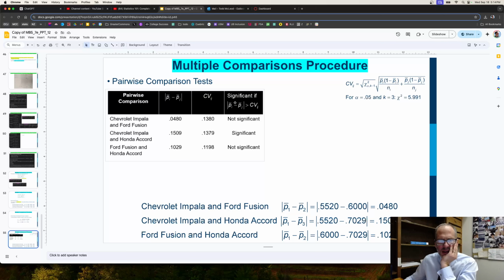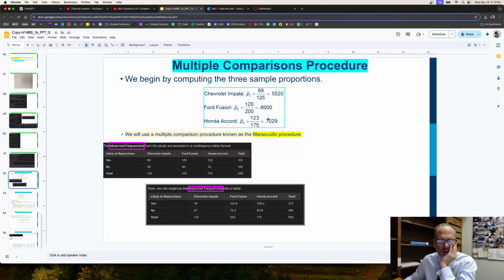and significant if this difference is greater than the critical value. So I guess that's how you test it. And so is this one greater than that? No. Is this one greater than that? Yes. Is this one greater than that? No. And so this one is significant. And we kind of eyeballed that at the very beginning, that the difference between an Accord and an Impala is a pretty big difference, 15%, right?